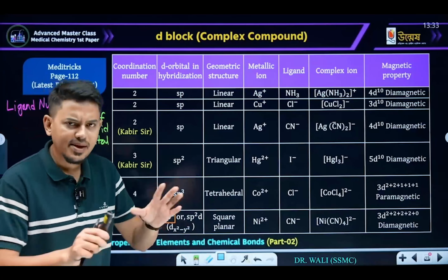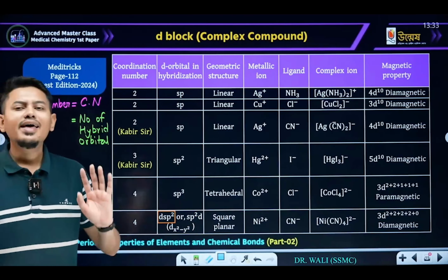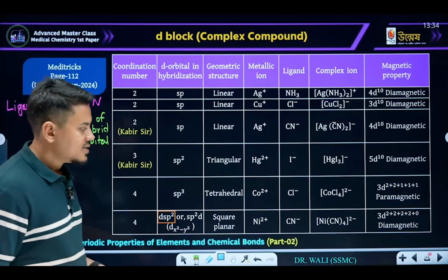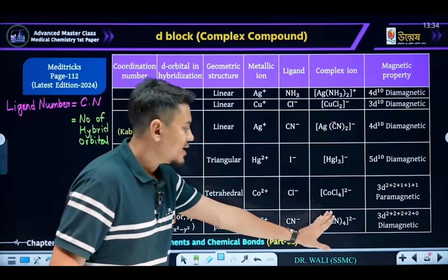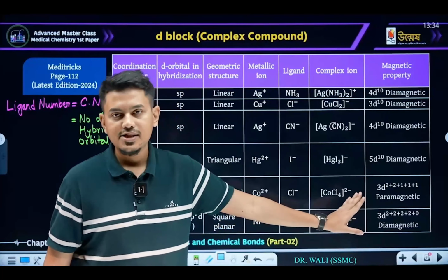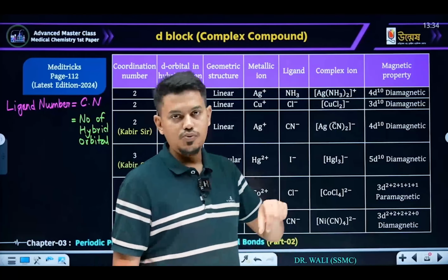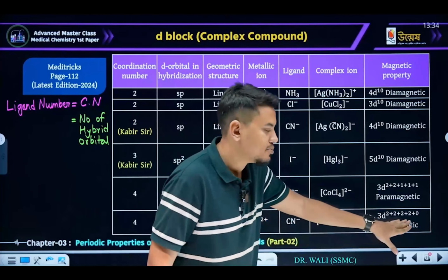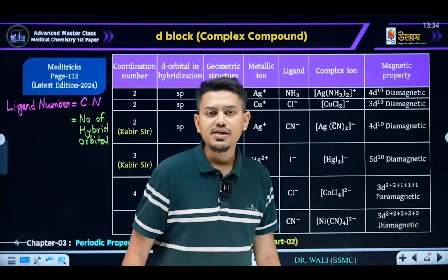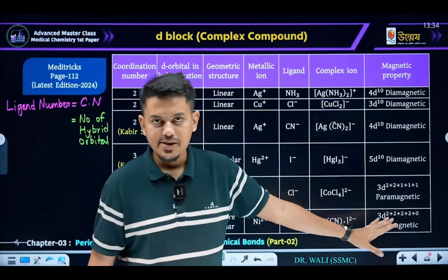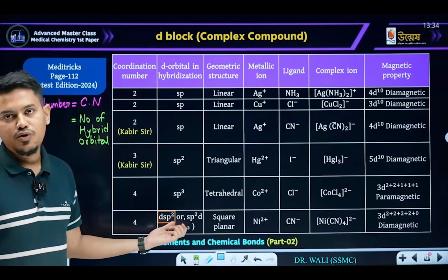But we should not understand the mechanism of that effect, we should only focus on the examples of those exceptions, such as tetracyanonickel. In case of tetracyanonickel, cyanide is a very strong ligand. That's why it will compel the electrons of the 3d subshell to move ahead and make one orbital empty, and that empty orbital will participate in hybridization, and thus the hybridization will be dsp2.